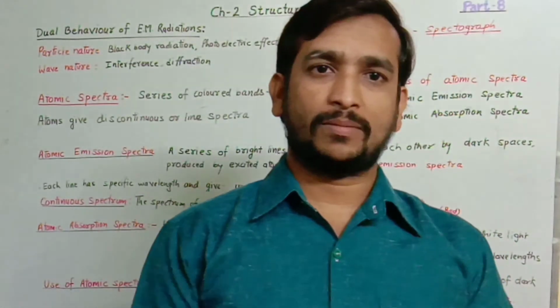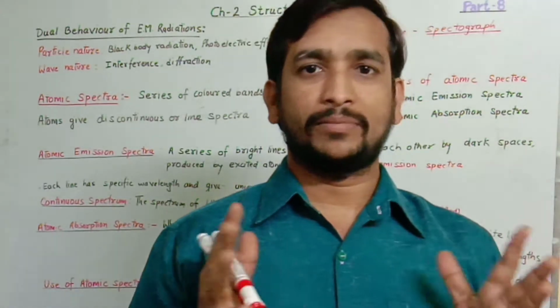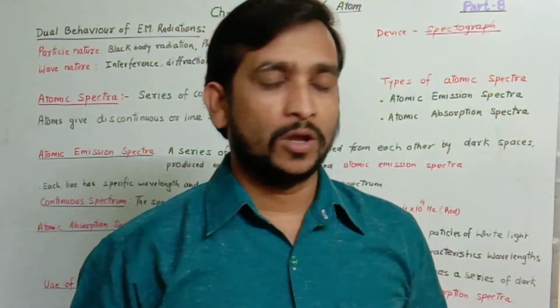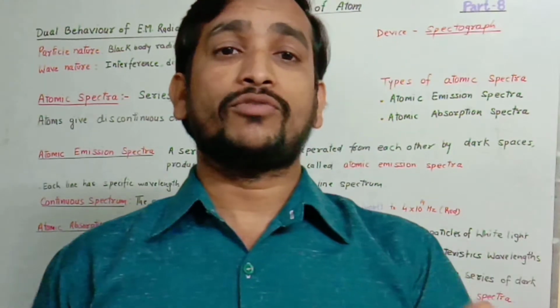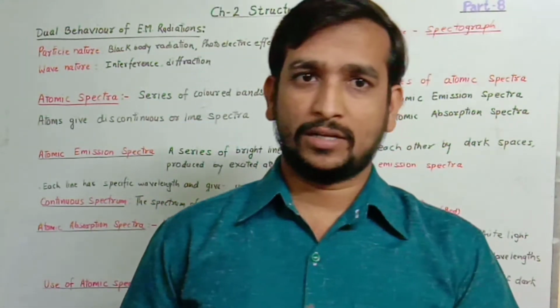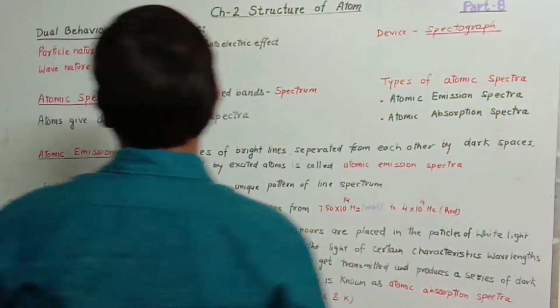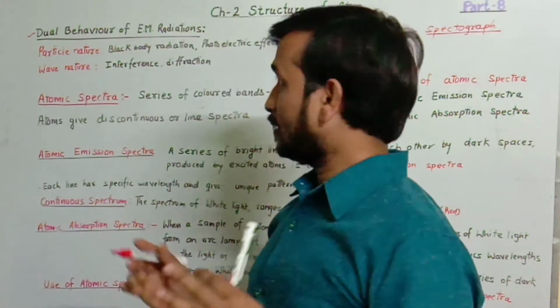In the last video we discussed the photoelectric effect and black body radiation. So here I am discussing the 8th part of chapter 2, that is, Structure of Atom. In this part of the video we will discuss the evidence of the wave nature of the particle or light. So basically, as we discussed earlier, that is the dual behavior of electromagnetic radiations.